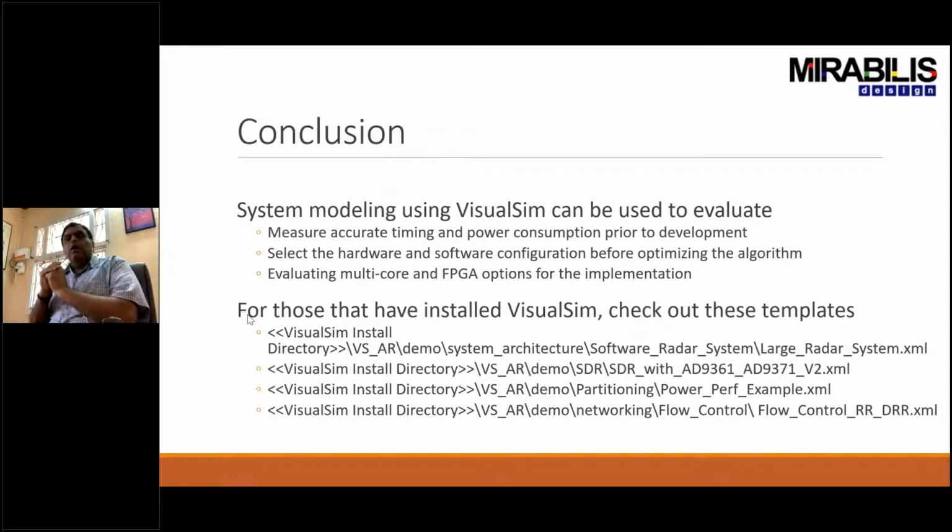Before I talk about Mirabilis, I just want to do a conclusion on the radar system itself. System modeling, using VisualSim or something at a higher level of abstraction, is threefold. One is you can get real accurate values of power and latency. The other is you can come up with a hardware configuration that's already been tested before you start working on the algorithm, before you start optimizing your FFT or your FIRs or your Taylor curves, things like that. You could do all your optimization of the hardware platform selected before you start the development.